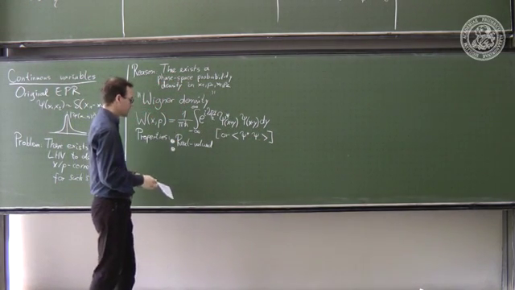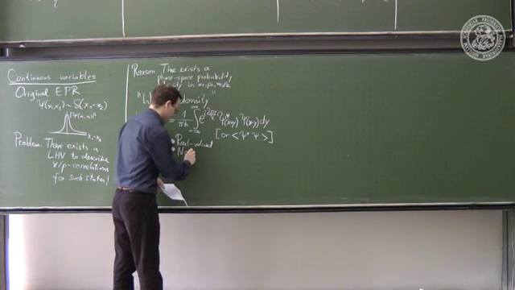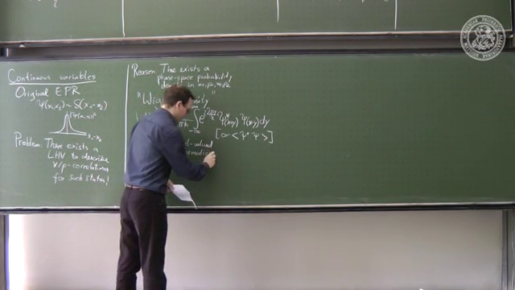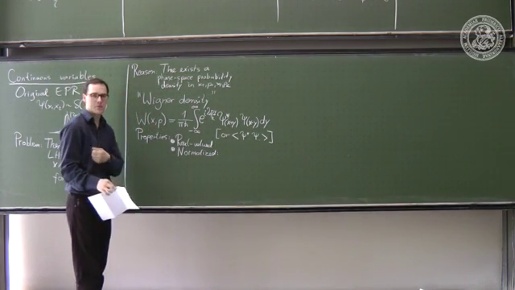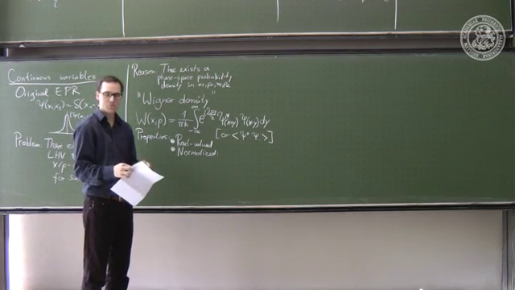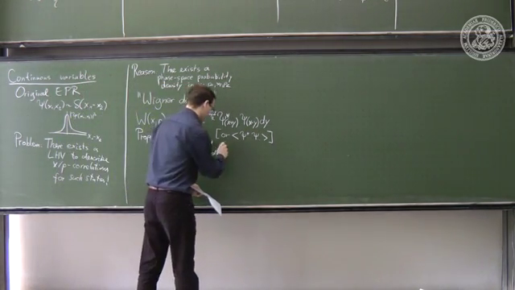The second point is it's normalized. That means if you integrate over both position and momentum, you just get one. This is what you would expect if this is to be a probability density.